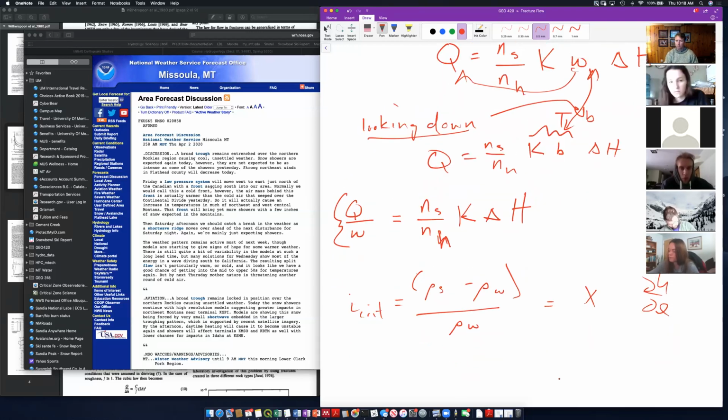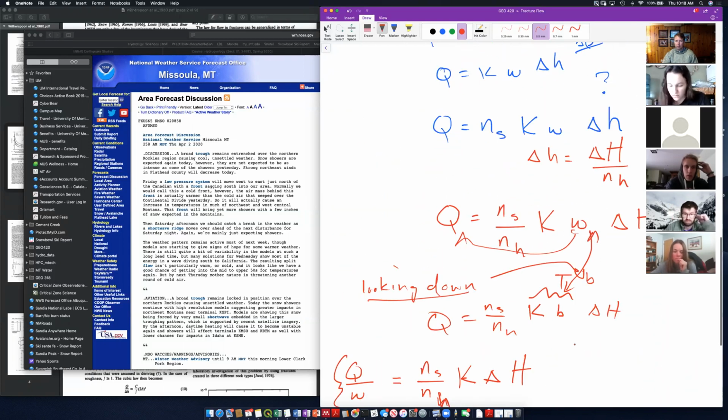I'm confused how you do that at point X, because there's no change in head directly above that point. Or is it just the whole hydraulic gradient through the whole aquifer?